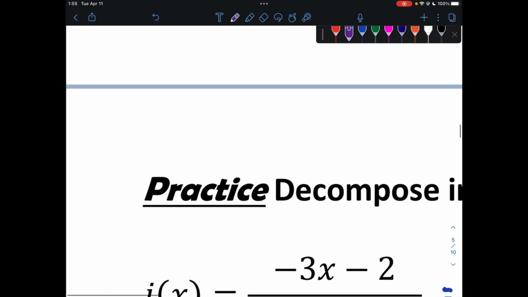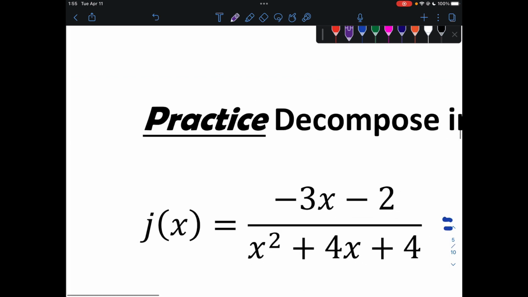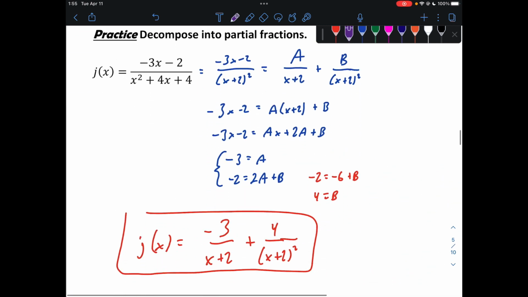Pause the video again here and try the next one, j of x. Come back when you're done. Here is the answer for number 4, or fourth problem here, j of x. Should look something like this.